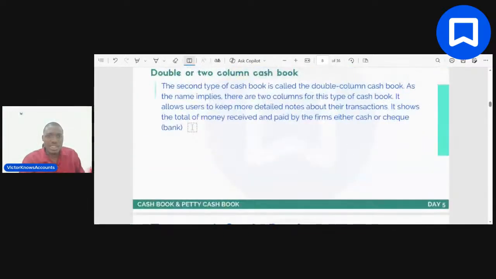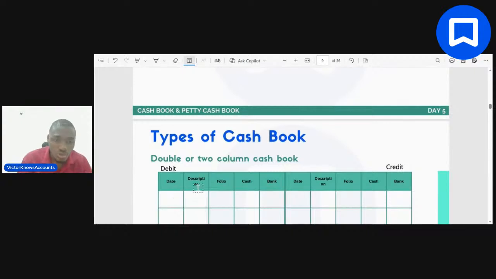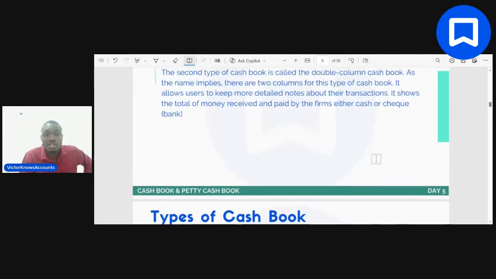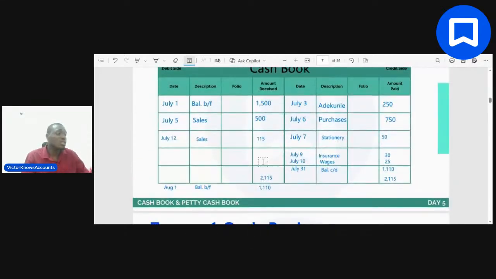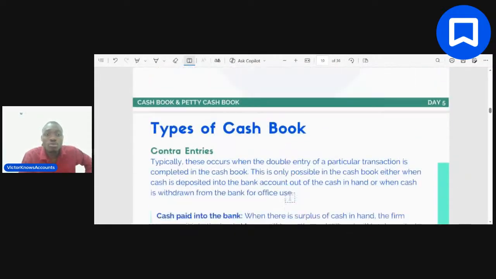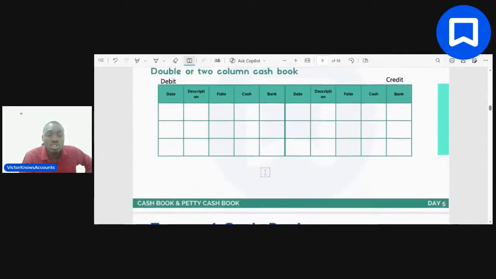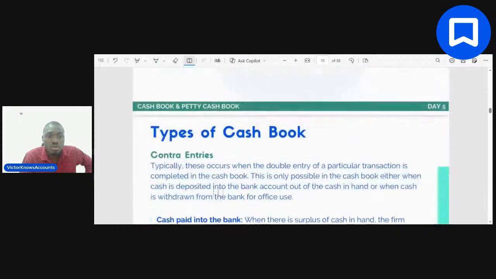So you see that your date is still there, your description, which is your particulars, is still there, your folio, your cash, your bank, your date, your description, folio, cash, and bank. Right now, this is where your folio is going to be important. You notice that we did not use the folio part at all in our single column cash book. We didn't use it at all. But in your double column cash book, due to the existence of something called contra entries, we are going to need our folio column.